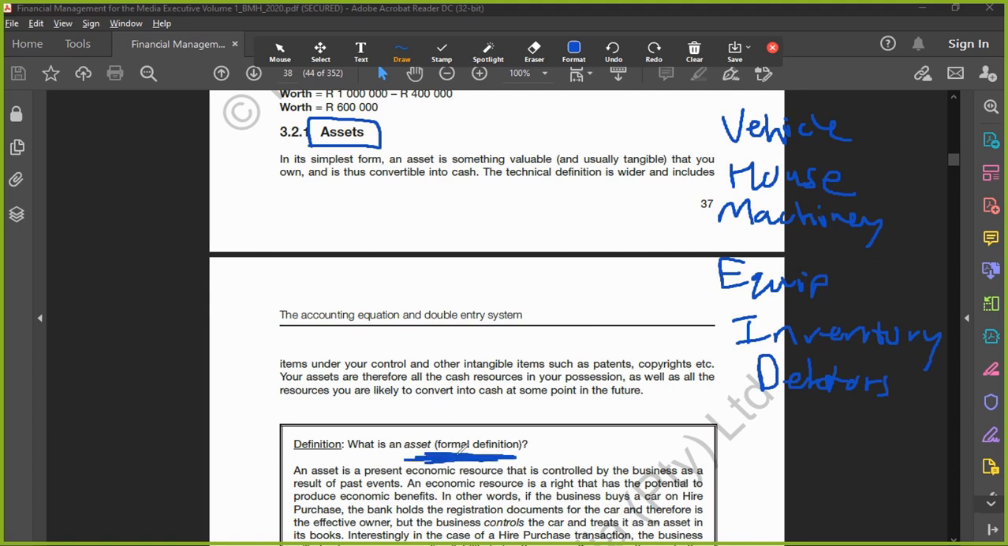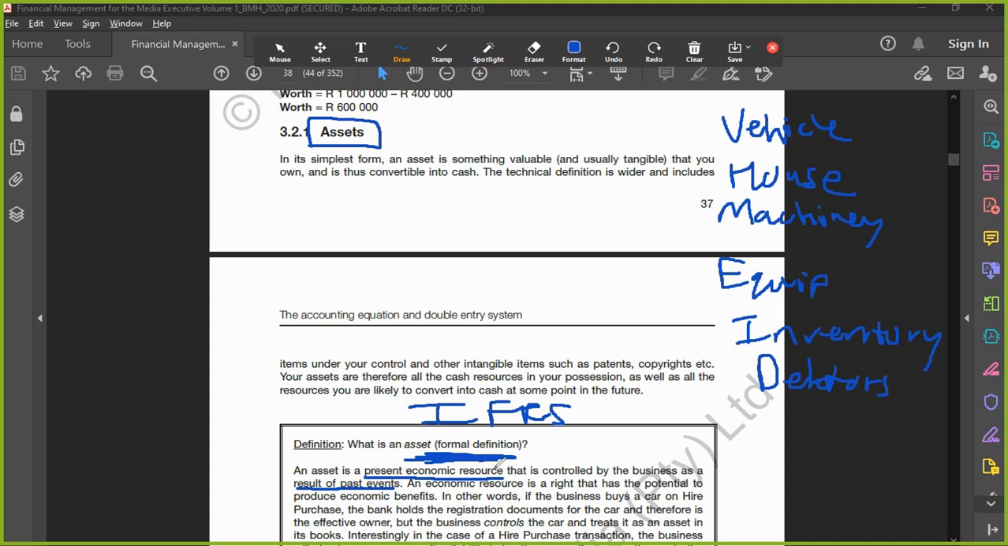And this definition obviously comes out of IFRS. So the definition of an asset is as follows. An asset is the present resource, okay, controlled by the business as a result of past events. So think of it like an object. It's an object that you possess. It's a possession. It's something that you own. The best way of describing it would be a resource.